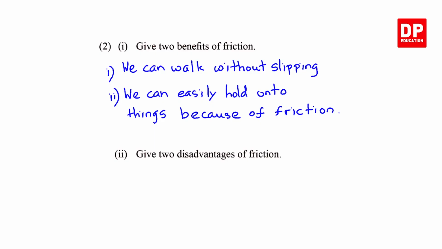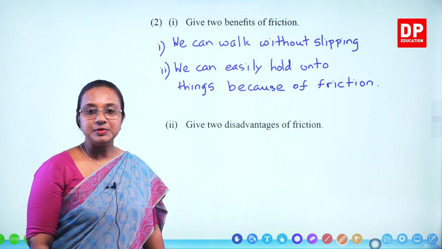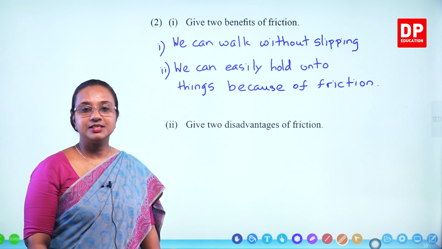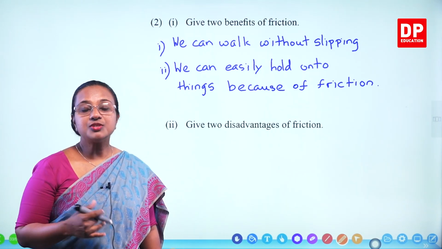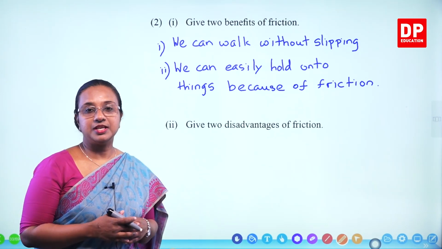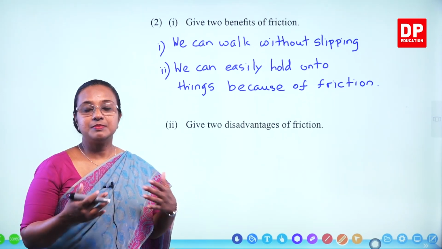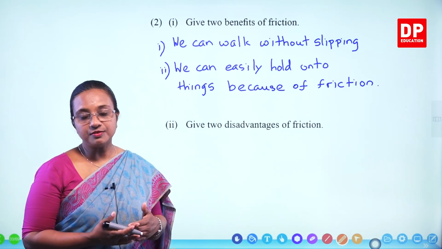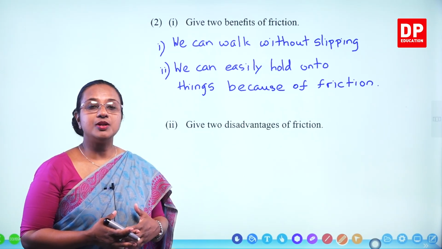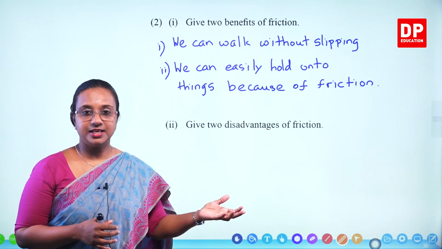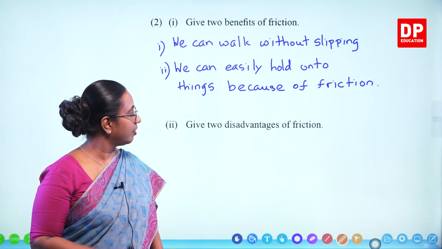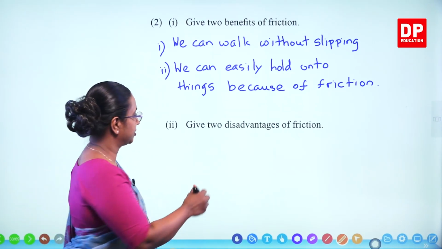Give two disadvantages of friction. We have discussed this before. You know the answers. There is a lot of loss of energy due to friction, and the machines become hot because of friction. And also the parts of machines wear off easily. We can write any two of those disadvantages.